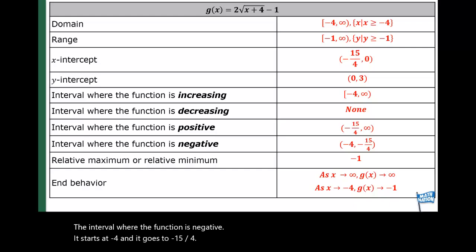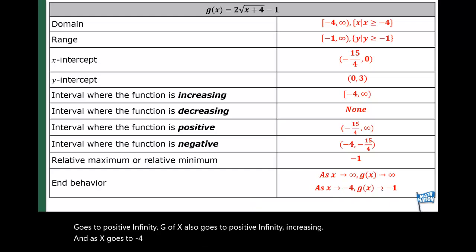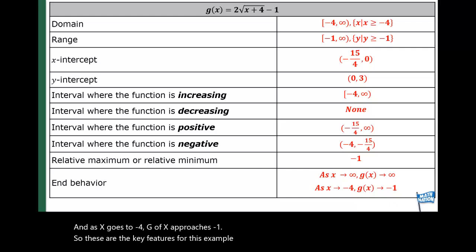The relative maximum or relative minimum, it's at -1. That's the relative minimum. And our end behavior, as x goes to positive infinity, g of x also goes to positive infinity, increasing. And as x goes to -4, g of x approaches -1. So these are the key features for this example. G of x equals 2 times the square root of x plus 4, all of that minus 1.